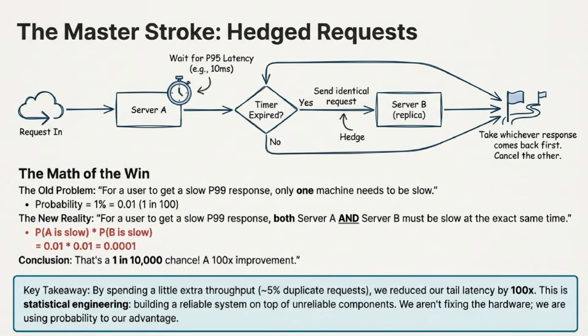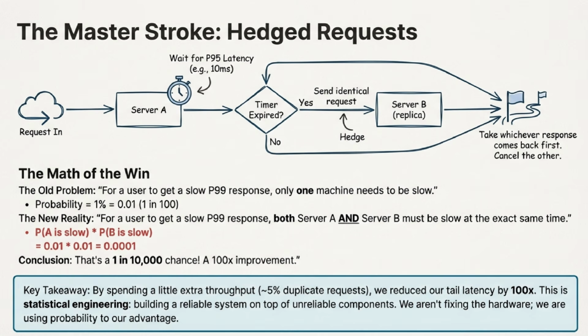Let's put it all together with a real-world staff-level trick. This is something Google uses in its search infrastructure to solve the tail latency amplification problem we talked about earlier. It's called hedged requests. Imagine you're Google. A single search query hits 1,000 different machines to find the best results. As we saw, if each machine has a 1% chance of being slow at P99, the user is guaranteed to have a slow experience. You can't optimize away the 1%.